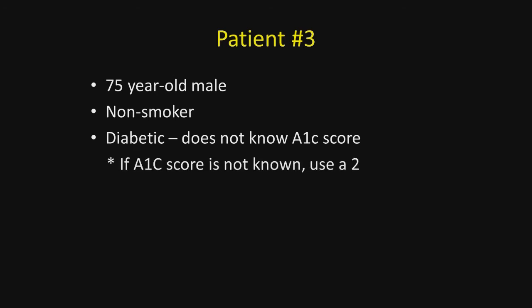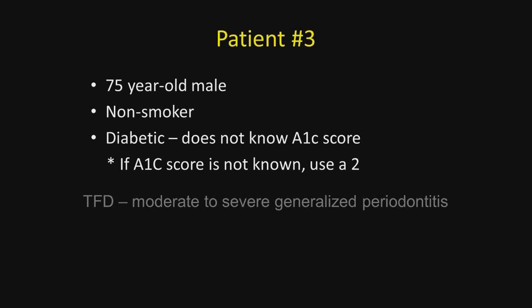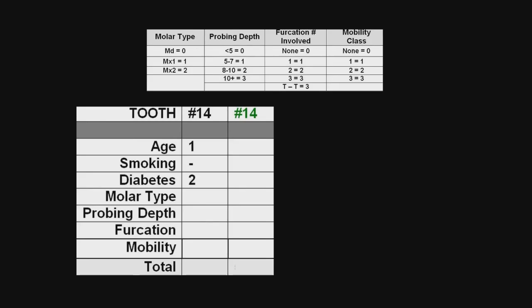Well, if the A1C score is not known until you get one, use a score of a 2. The treatment-focused diagnosis is a moderate to severe generalized periodontitis. This is a patient who would probably benefit from periodontal surgery, but as you're going to see in a moment, may just opt for some initial therapy, which could be quite impactful.